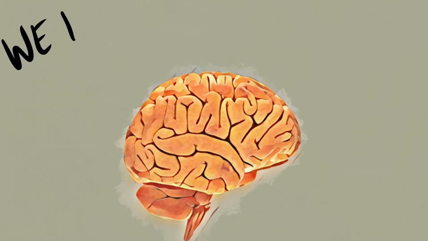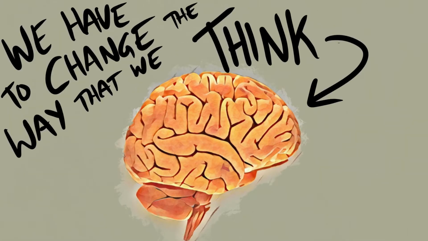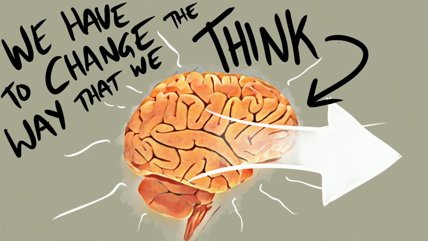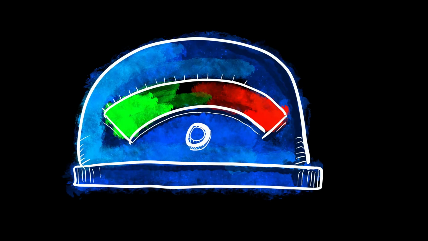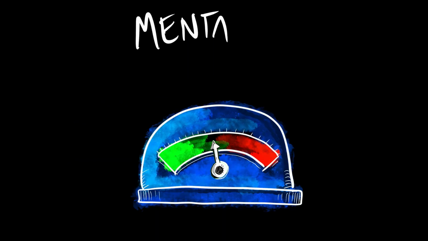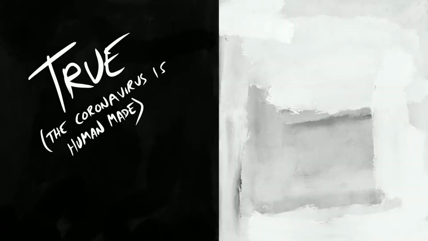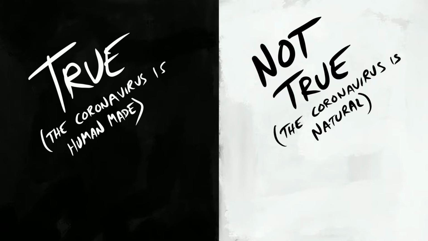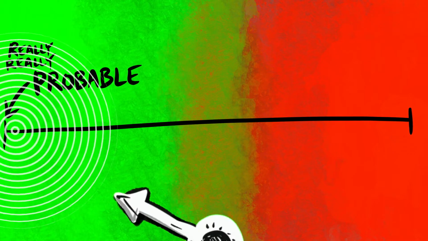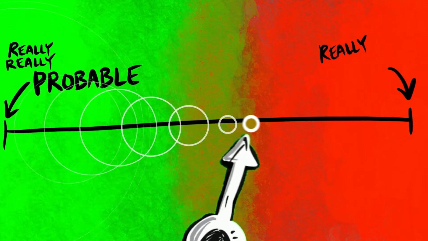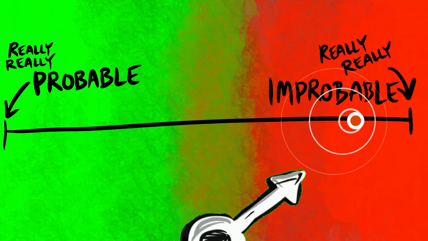But before we take those steps, we have to change the way that we think. And to do that, we need a tool. We're gonna bust out a thinking tool, which we call our Mental Truth Probability Meter. The probability meter works like this. Instead of thinking about the world in binary, where things are either true, the coronavirus is human-made, or not true, the coronavirus is natural, start thinking of things as being on a continuum, where really, really probable is on one end, and really, really not probable or improbable is on the other end.